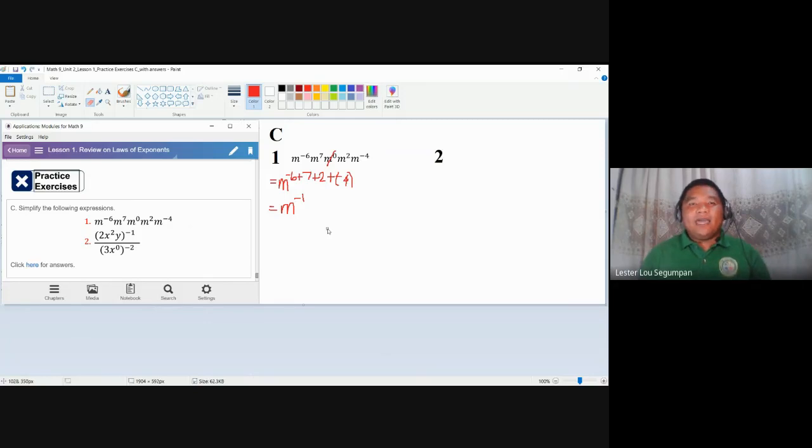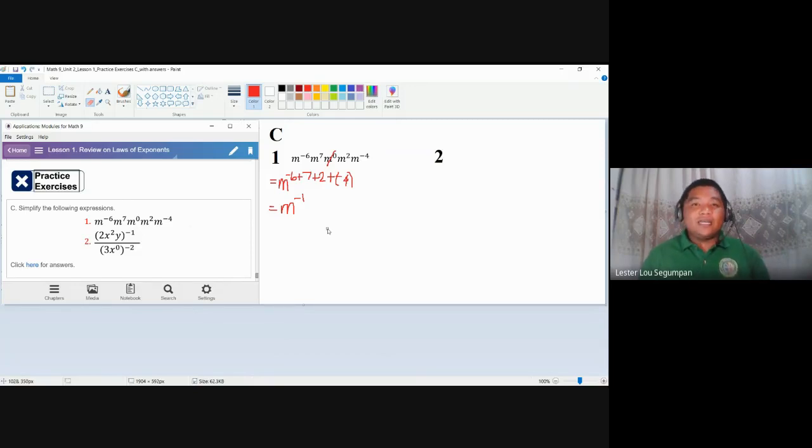So if you have x to the power of 5, the 5 there means there are 5 x's multiplied to each other. If you have y to the power of 10, that means there are 10 y's multiplied to each other. But if you have m to the power of negative 1, you have negative 1 m's multiplied to each other. That is why it's not stable.